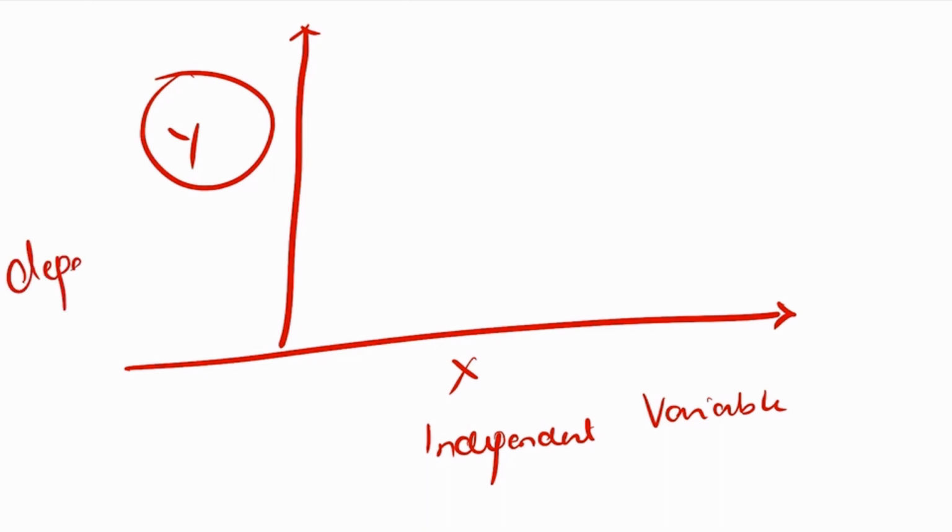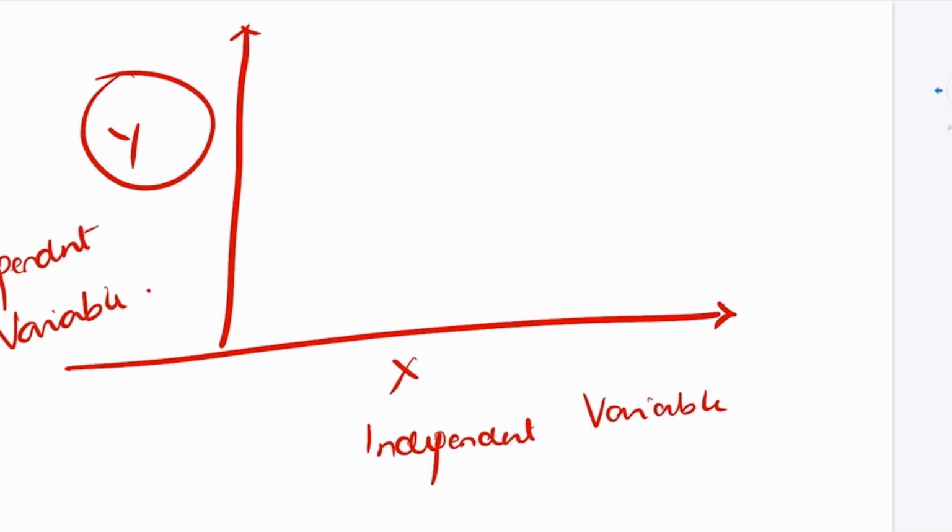Now, this is my x, this is my y. I told you x is my independent variable, whereas y is my dependent variable. Now, in my given graph, what I'll be doing is, I'll be taking all my costs and plot it on my graph.